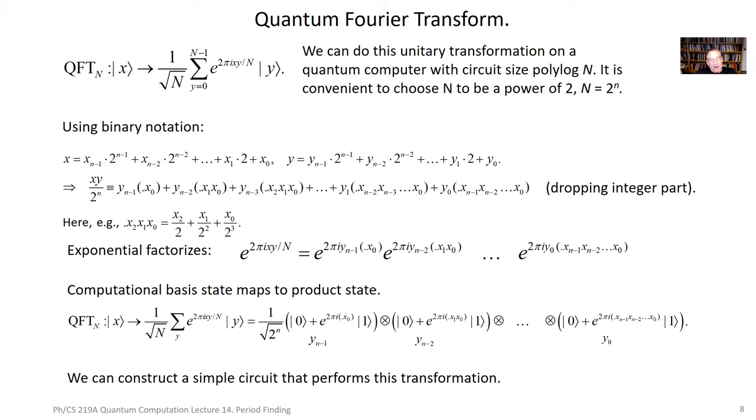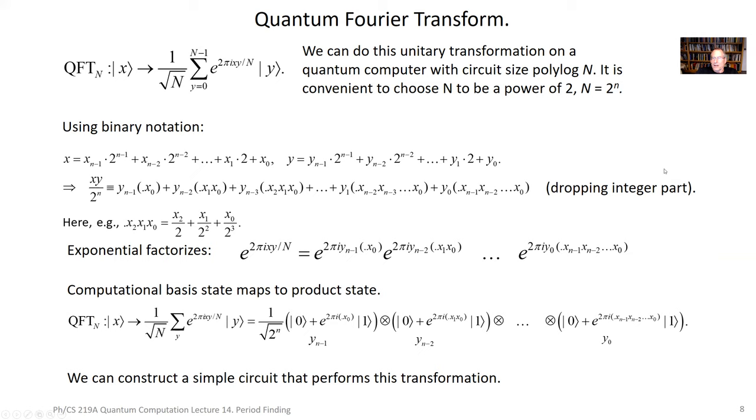And just to remind you what that means, each one of the x sub j's is a binary digit. It's either 0 or 1. And so the integer is x_{n-1} times 2 to the n minus 1, that's its most significant bit, plus x_{n-2} times 2 to the n minus 2, the next most significant bit, and so on, down to x_1 times 2 plus x_0, the least significant bit. And same thing for y. y has a similar expansion: y_{n-1} times 2 to the n minus 1, plus y_{n-2} times 2 to the n minus 2, plus, and so on.